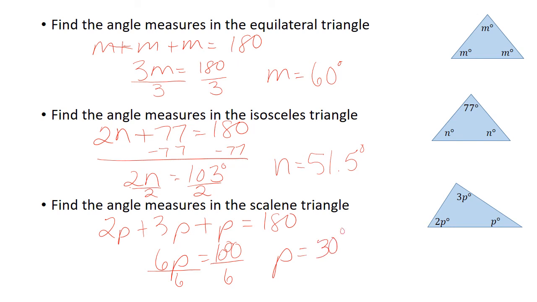Now, that does not describe any of the angles except for this one. So this angle is 30 degrees. But this angle is 2 times 30, which would be 60 degrees. And this one is 3 times 30, which would be 90 degrees. So we could also say this scalene triangle is a right triangle.